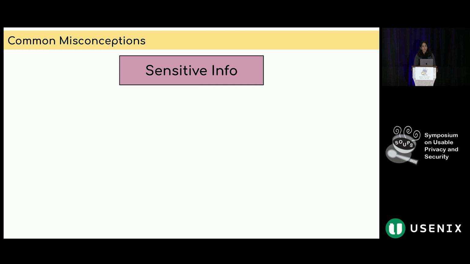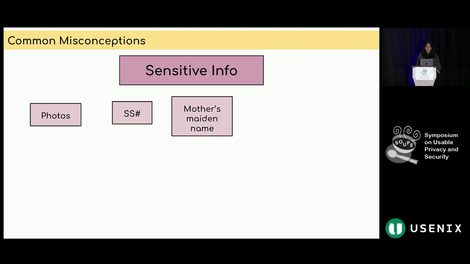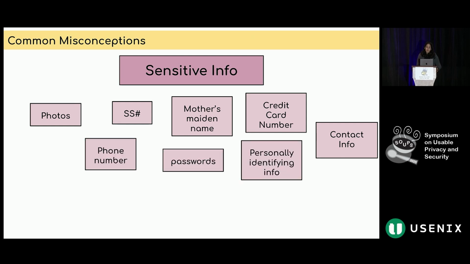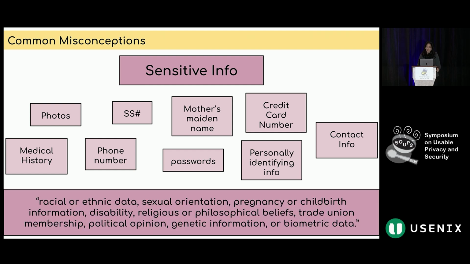When we went through all of the responses inductively, we found a lot of common misconceptions that showed up again and again. For example, in the case of the data type sensitive info, people tended to think that it included photos, social security numbers, mother's maiden name, credit card number, contact information, personally identifying information, passwords, phone numbers, and medical history, and a lot of things that they themselves would consider to be classified or sensitive information. Whereas in reality, it's simply sensitive demographic information, which includes far fewer categories.